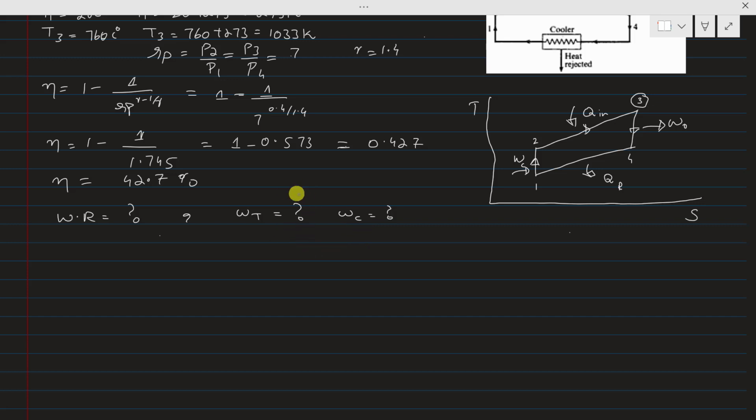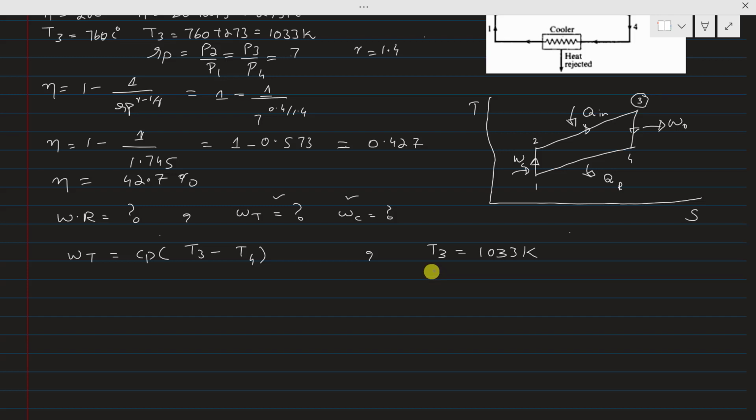Okay, so first you will find the work delivered by the turbine. That is our need, to get the work output in order to complete the cycle. So that is equal to Cp times the temperature difference. The temperature at the inlet of the turbine is T3 and the exit of the turbine is T4. So T3 is 1033 Kelvin.